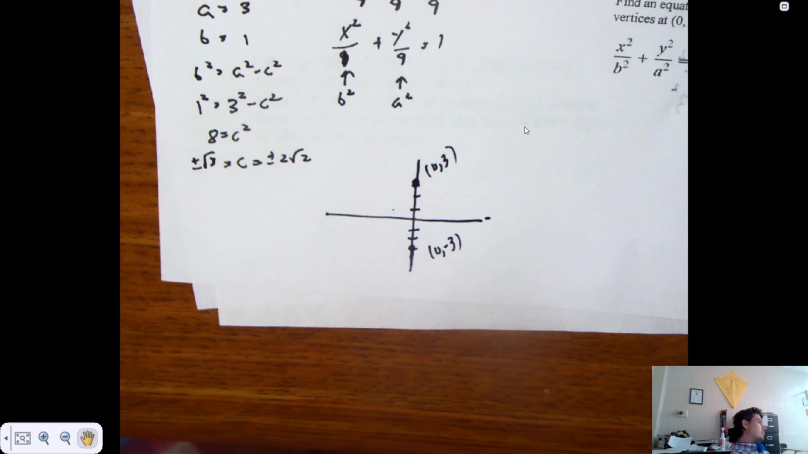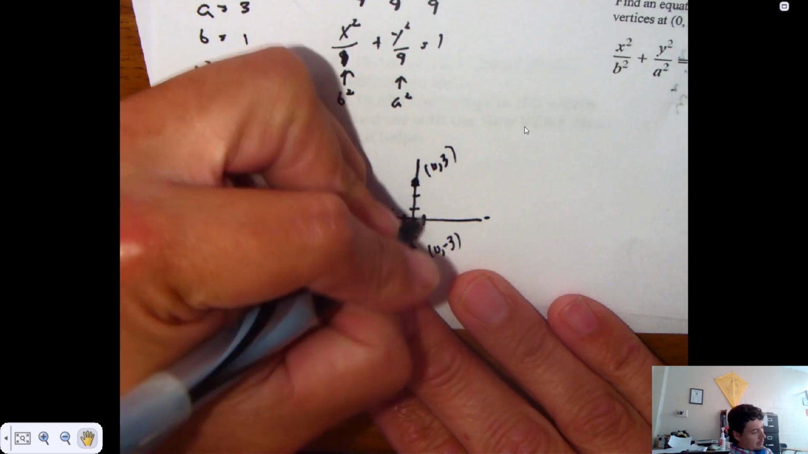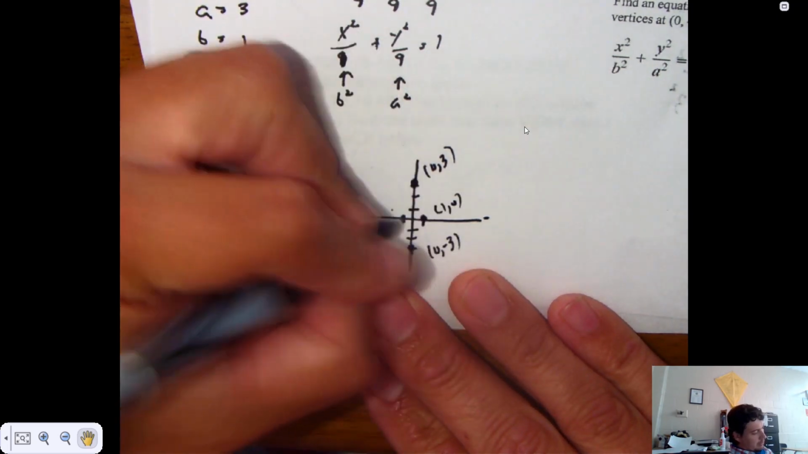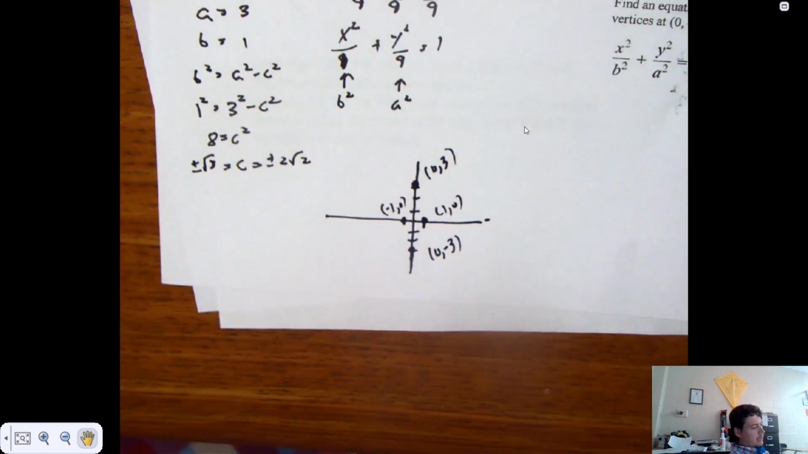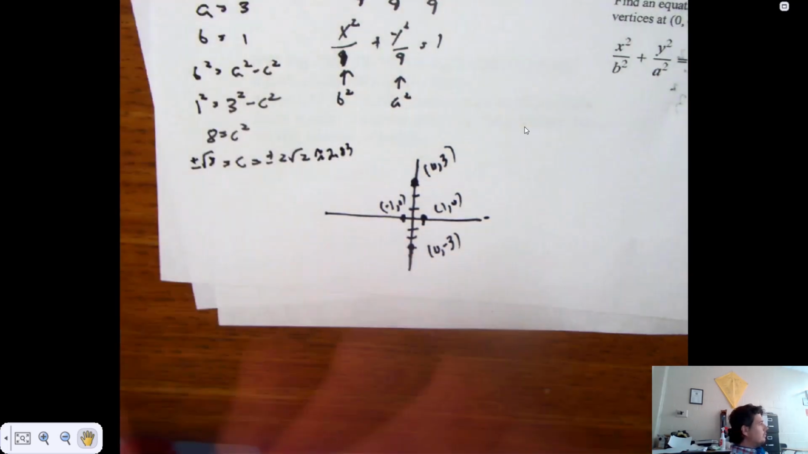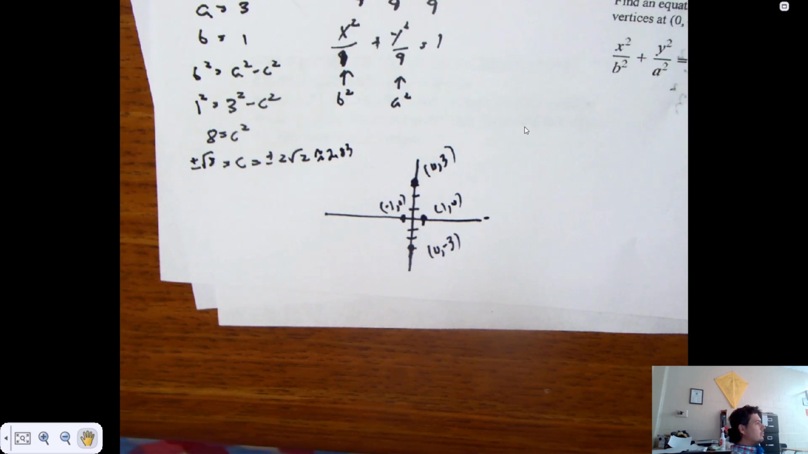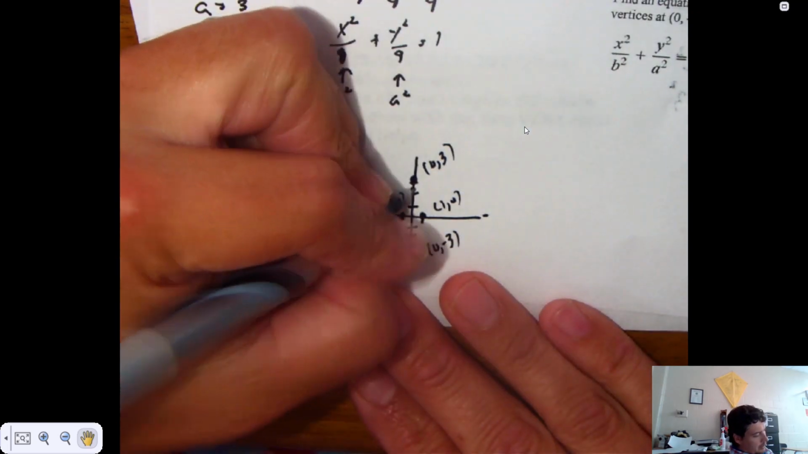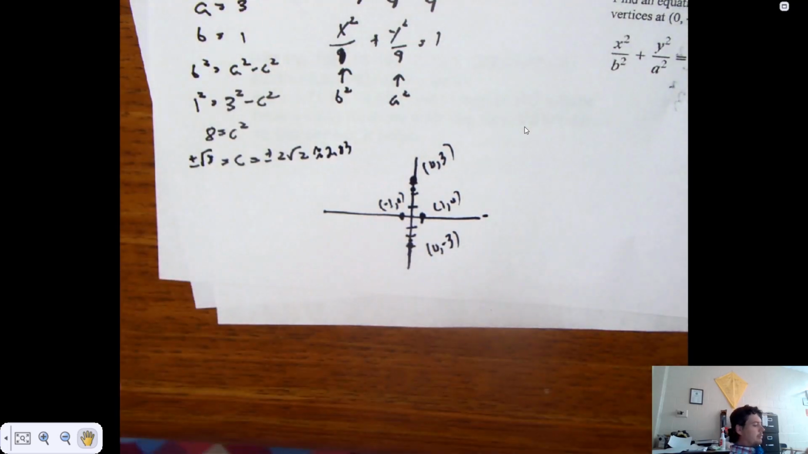How about left and right? 1. Go left and right 1 unit. Because that's what b is. And we're going to plot our foci. You can go to a calculator if you want and check me, but this is ridiculously close to 2.83. So that's just a little under 3, isn't it? It's about there and about there. And I don't even have enough room to tell you what the coordinates are anymore. It's so small. This thing is tall and skinny.